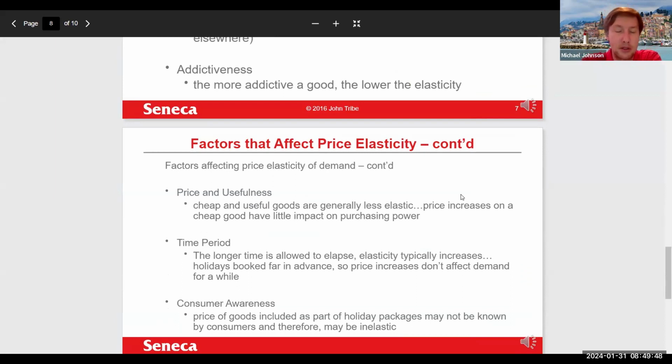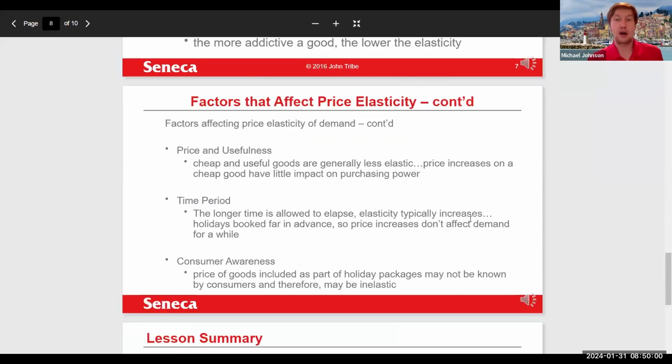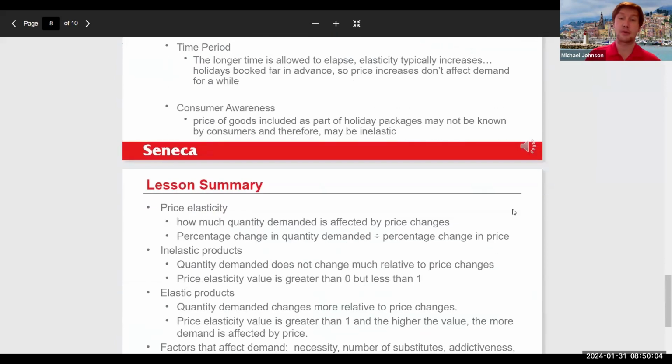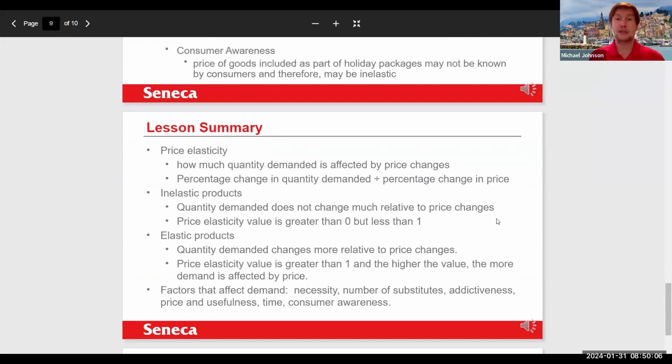Time period: the longer the time allowed to lapse, elasticity typically increases. Holidays are booked far in advance, so price increases don't affect demand for a while. Customer awareness: prices of goods included as part of holiday packages may not be known by consumers and therefore may be elastic. So price elasticity is how much quantity demanded is affected by price changes: percentage change in quantity demanded divided by percentage change in price.